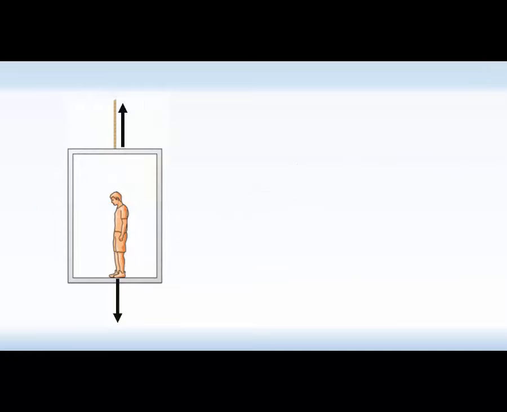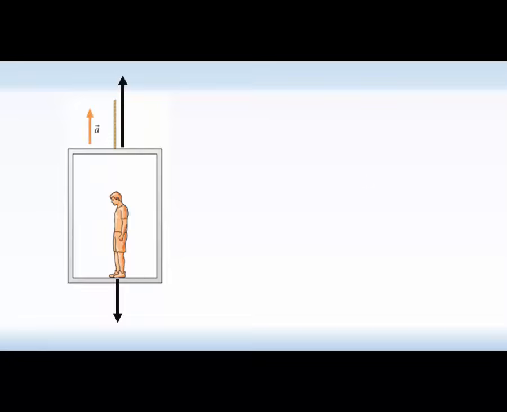Let's look at some examples of how the normal force can change. In this first example, the weight down and the normal force up are equal. So either this object is at rest or it's moving at a constant velocity, but regardless, its acceleration is zero. Because of this, we know that the normal force is equal to the weight.